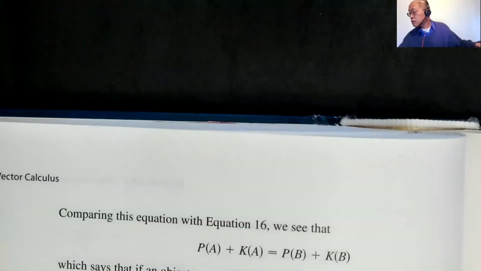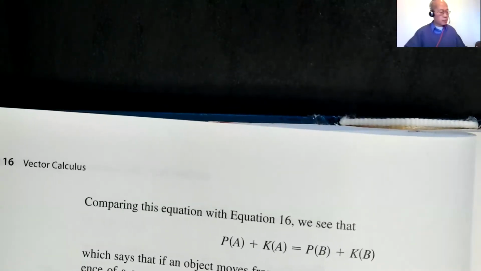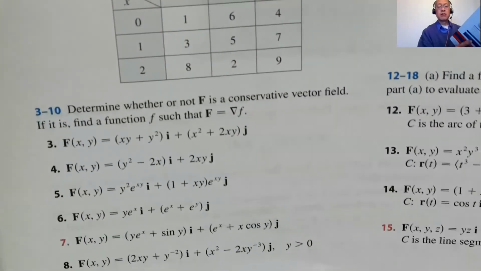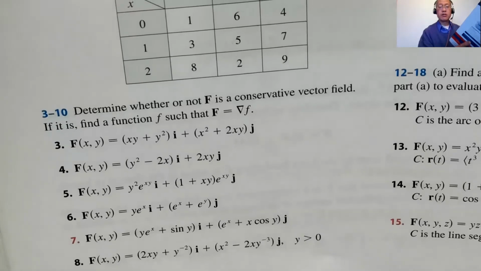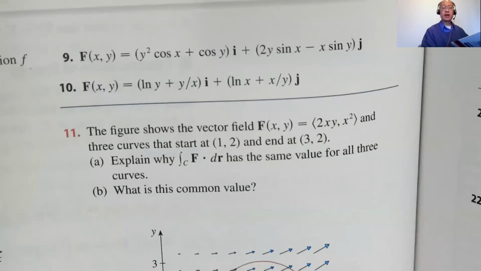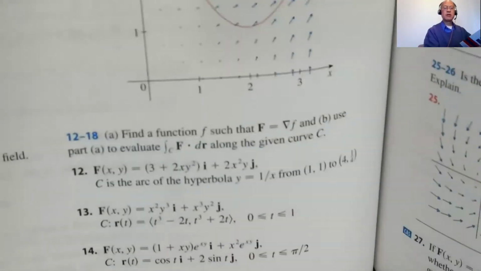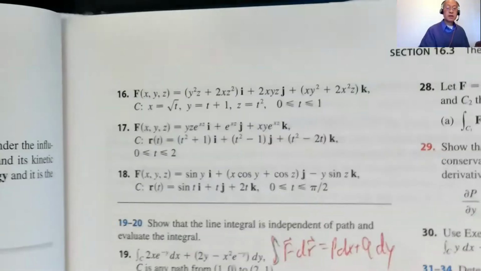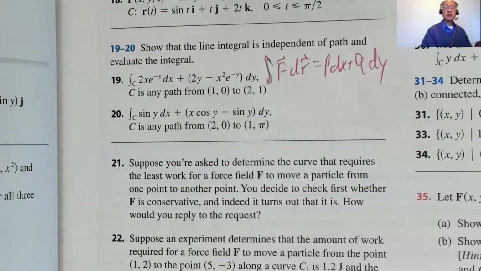All right, so let's get started. So 16.3, 3 to 21, I guess. So page 1094. All right, so do we have a conservative vector field or not? And if we do, find the anti-gradient, find a function little f for which that's going to be true. 13, 15, 17, 19, 21. Okay.